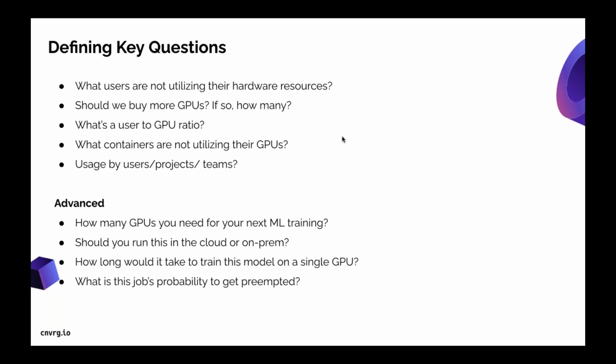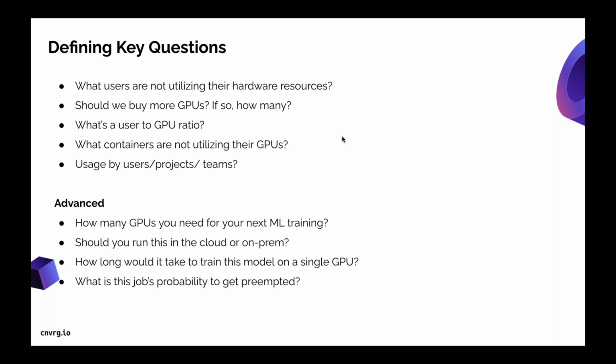What users are not utilizing all their hardware resources? Maybe there is a pattern of users that are wasting GPUs. The second question is, should we buy more GPUs? And if so, how many? Because let's say I got 80% utilization this month, and last month as well, and the one before I got only 50%. The average of the previous quarter was around 40-50%. So there is an increase in demand for GPUs, and the utilization is working well. So maybe it's time to buy more.